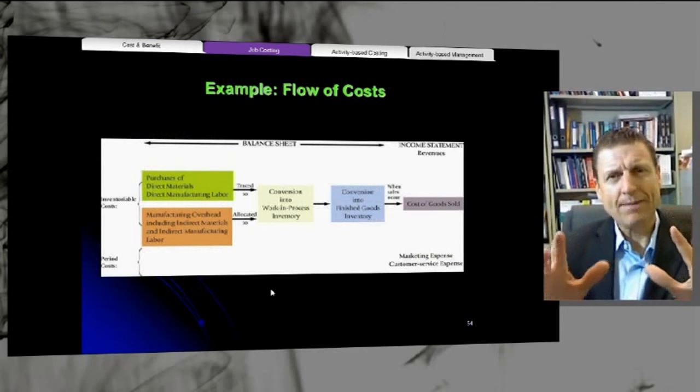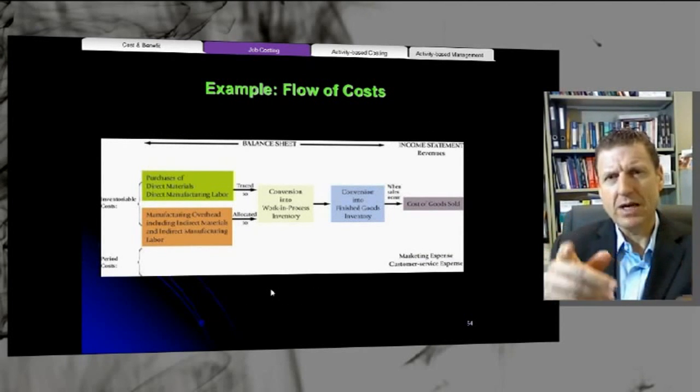So that's a wrap for this first part of job costing. I'll come back in a minute where we actually go over a real example to understand why allocating costs can help provide value added to the decision-making process in the organization.